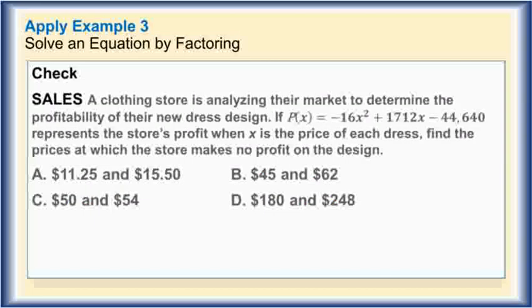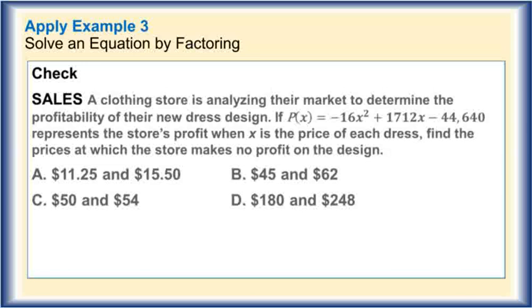Next, a clothing store is analyzing their market to determine the profitability of their new dress design. If p of x equaling negative 16x squared plus 1,712x minus 44,640 represents the store's profit when x is the price of each dress, find the prices at which the store makes no profit on the design.